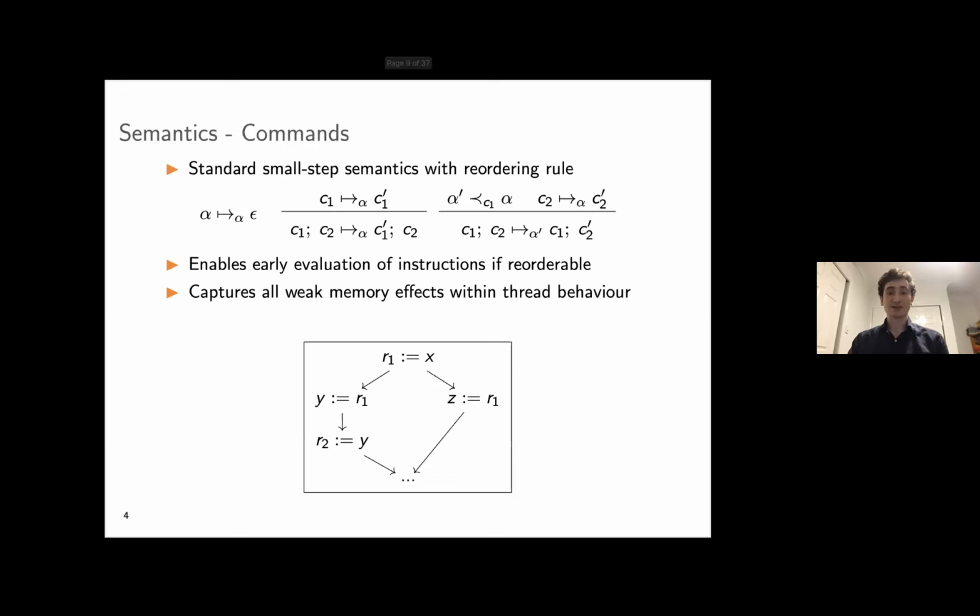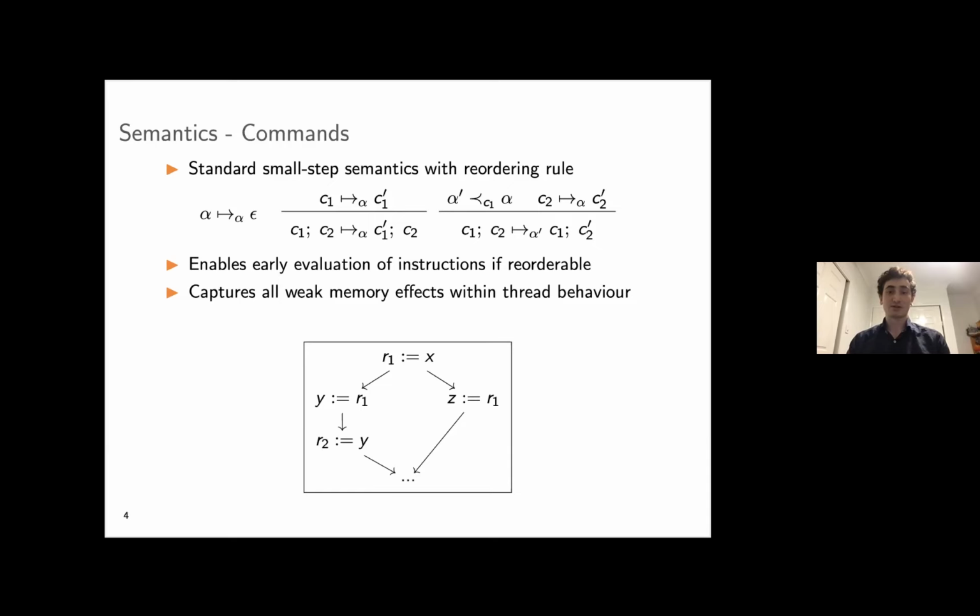And so you can embed this notion of reordering within a small step semantics through the addition of a reordering rule, which essentially allows a thread to evaluate certain instructions ahead of time, assuming that that particular instruction can reorder with everything ahead of it in terms of the program order. And this is the only way that weak memory effects actually surface within these semantics. It's all in terms of additional behaviors one thread might decide to evaluate non-deterministically.